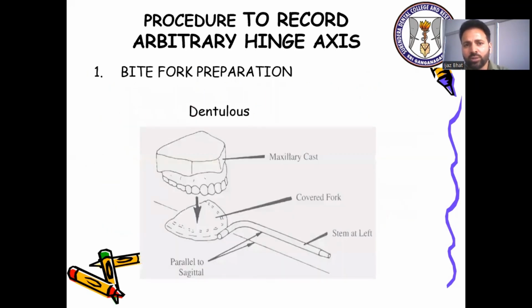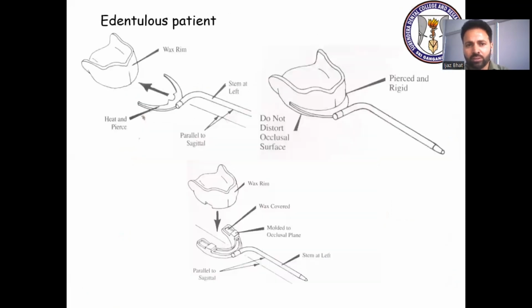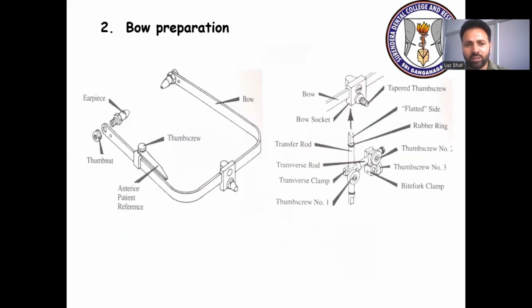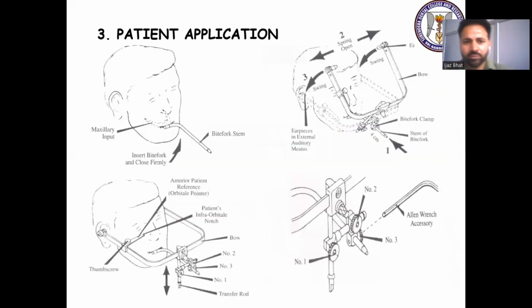Now, the procedure to record the arbitrary hinge axis. First, the bite fork is prepared. Then it is inserted into the rim, and it is locked over the bite fork. Then the bow is prepared. Application on the patient: first, the bite fork is inserted in the patient's mouth.